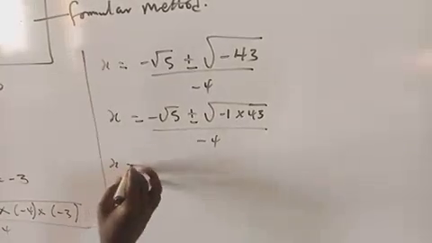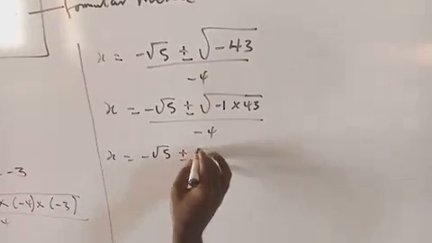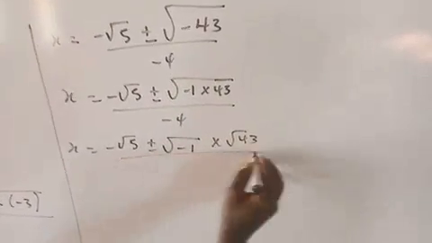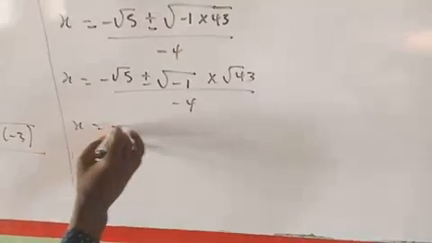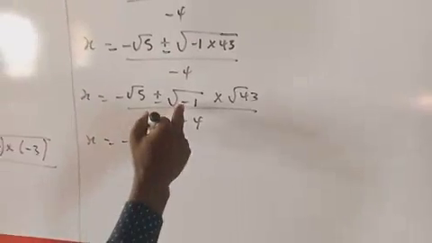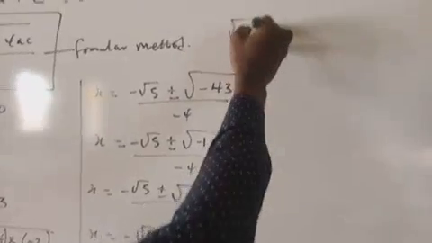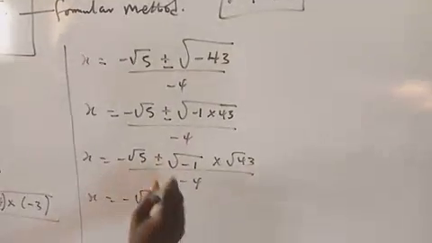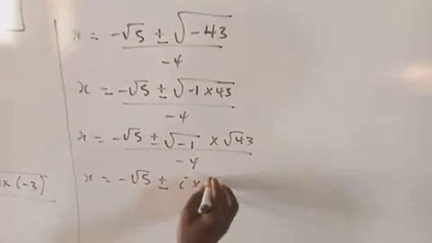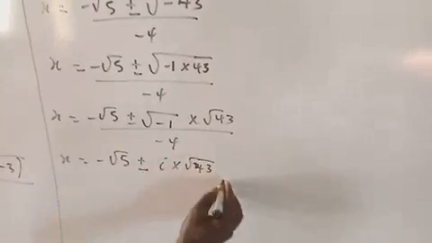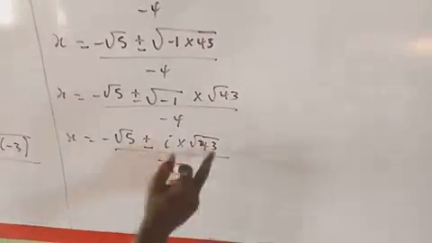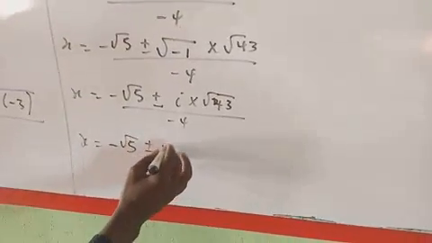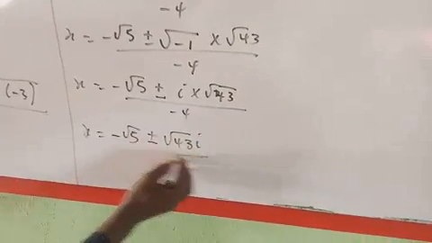Then I'll have x equals minus root 5 plus or minus the square root of minus 1 times the square root of 43, all divided by minus 4. So x equals minus root 5 plus or minus, of course, I said it earlier on, that the square root of minus 1 is equal to i from complex numbers. So this square root of minus 1 I'm having here, I have i times 43, all divided by minus 4. So this multiplied by this, I have x now is equal to minus root 5 plus or minus the square root of 43i divided by minus 4.